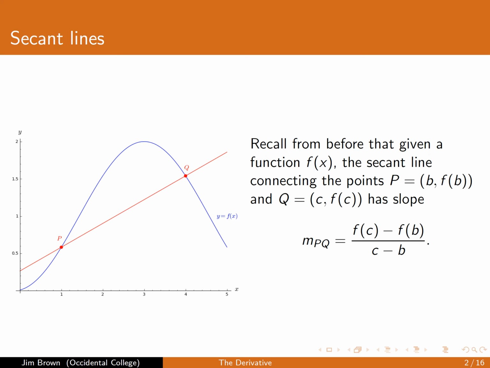So let's recall from before that if we have some function y equals f of x, we can take the line connecting two points P and Q here, where in this case we'll say P is equal to (b, f(b)) and Q is equal to (c, f(c)). And the slope of this is just the change in y over change in x, so f of c minus f of b over c minus b. I've put the subscript PQ on the slope to indicate it's the slope of that secant line between P and Q.